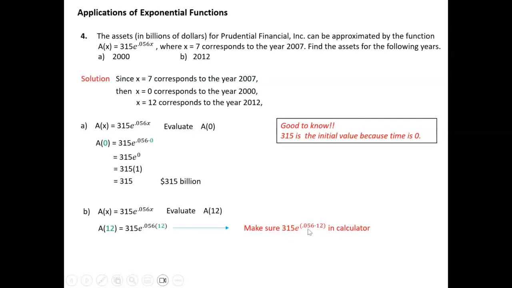Okay, make sure with the calculator, guys, that you enter this in the right form, because there's a lot of mistakes that students make. Some calculators, if you raise e to the 0.056 times 12, most of the time are going to give you e to the 0.056 and then times 12, which is wrong. It has to be in this form with parentheses. So make sure that you enter it correctly. And this is your answer, guys. It's going to give you something like $616.8 billion.